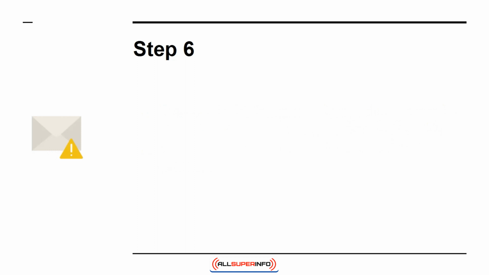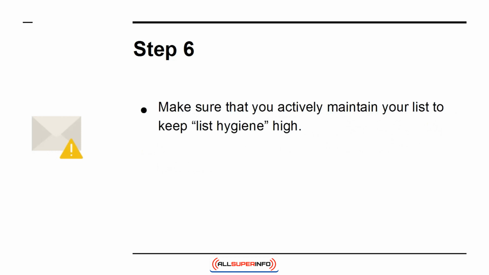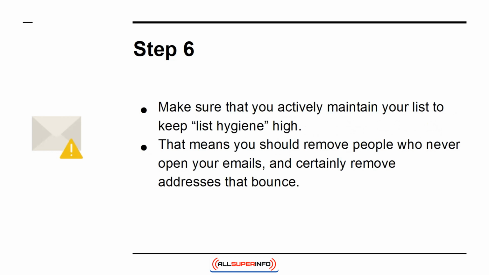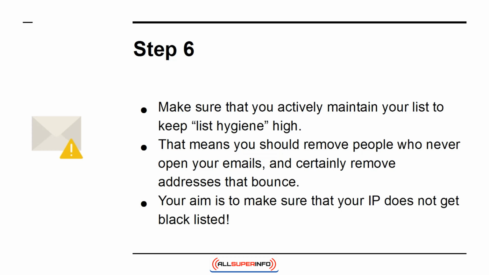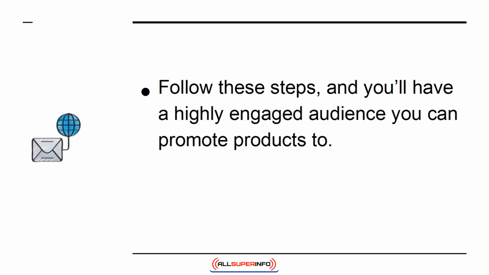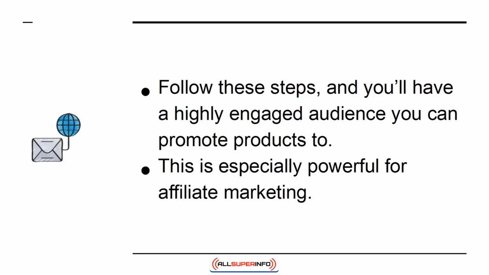Step 6. Make sure that you actively maintain your list to keep list hygiene high. That means that you should remove people who never open your emails, and certainly remove addresses that bounce. Your aim is to make sure that your IP does not get blacklisted. Follow these steps, and you'll have a highly engaged audience you can promote products to. This is especially powerful for affiliate marketing.